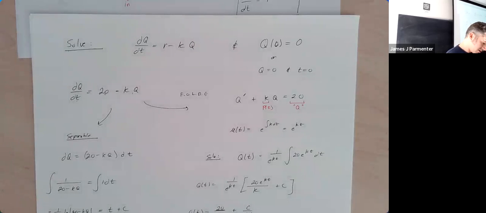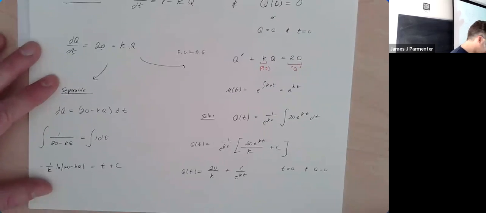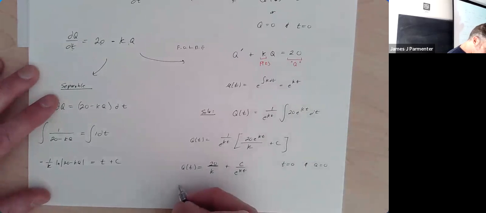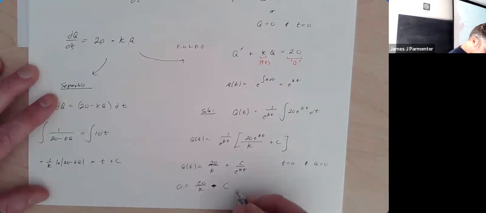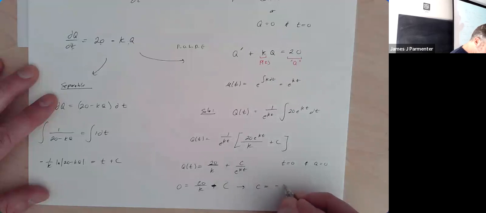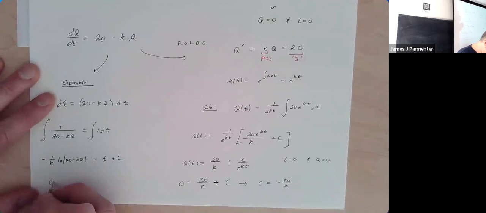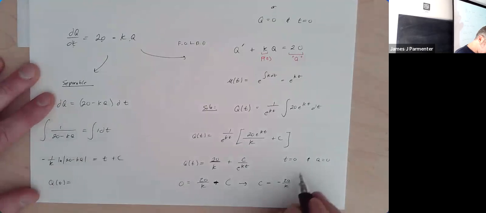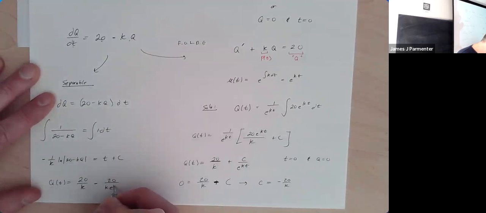Funky. And then if you plug in t equals 0 and q equals 0, sorry, I can't do that. Apologies. So I get 0 equals 20 over k plus c over e to the 0. So it looks like that constant there is negative 20 over k. So it looks like our solution here is q of t equal to 20 over k minus 20 over k e to the kt.